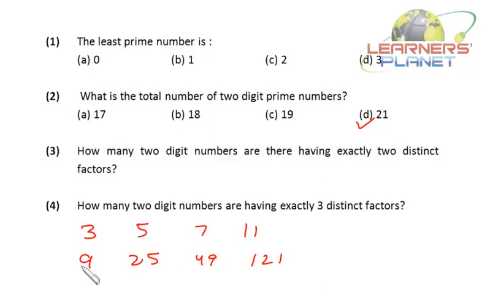Now, how many factors does 9 have? There are three factors only. There are three factors of 9, that is 1, 3 and 9. In case of 25, exactly three factors are there, that is 1, 5 and 25. Similarly, for 49, we have three factors, that is 1, 7 and 49. So we have to find out the two-digit numbers having exactly three distinct factors. So this will be 25 and 49, because the square of 11, that is 121, is having three digits. So very simple problem if you know the concept. Let's do the next problem.